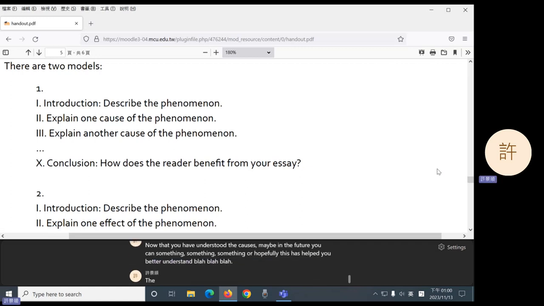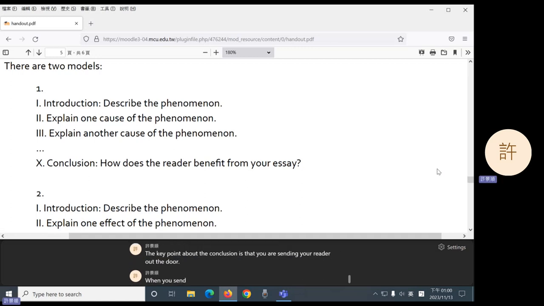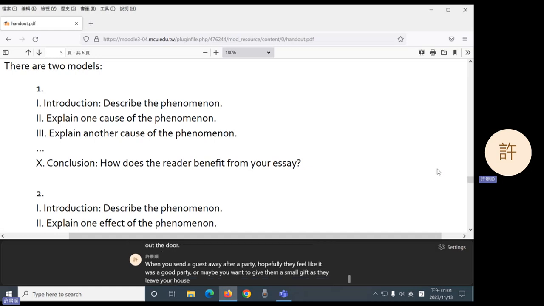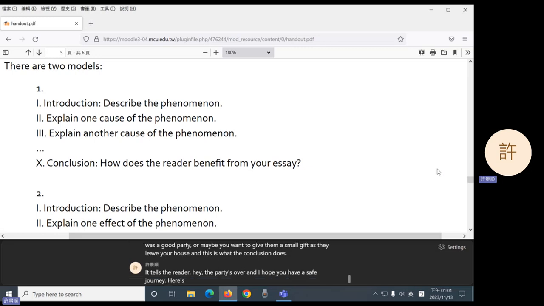The key point about the conclusion is that you are sending your reader out the door. When you send a guest away after a party, hopefully they feel like it was a good party, or maybe you want to give them a small gift as they leave your house. And this is what the conclusion does. It tells the reader, hey, the party's over and I hope you have a safe journey. Here's a small gift.